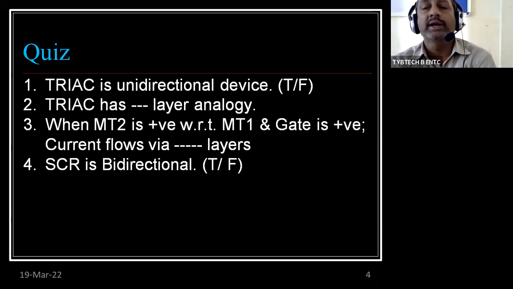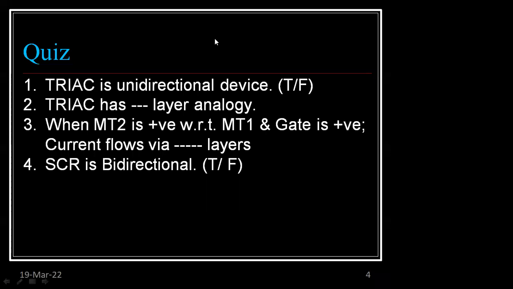Here, the current flows via dash dash layer. The count is not expected; the layer names are expected, because at the start of today's session we went through which layers are utilized during these working modes. One of the modes is given, and they have asked through which layers the current will flow. That step is expected to be written here. And the fourth one: SCR is bidirectional. True, sir. True. Okay.